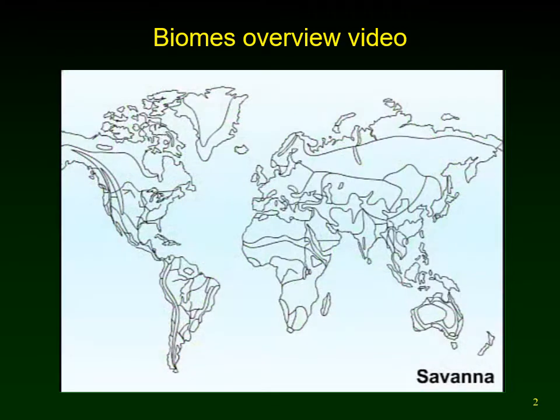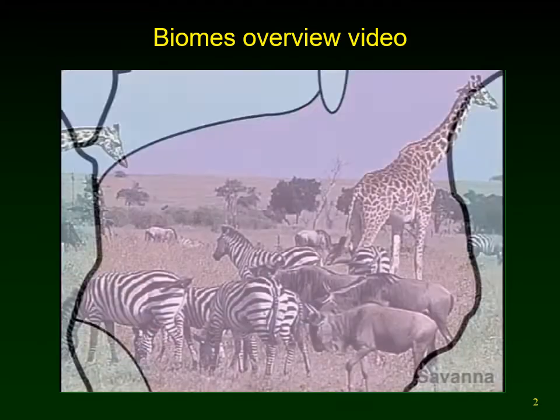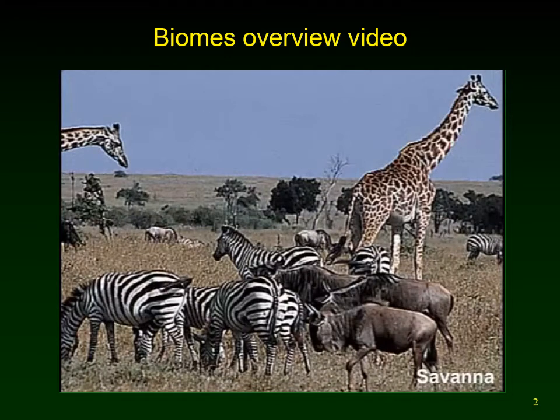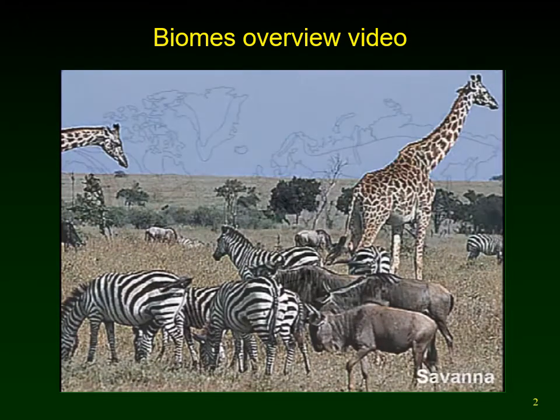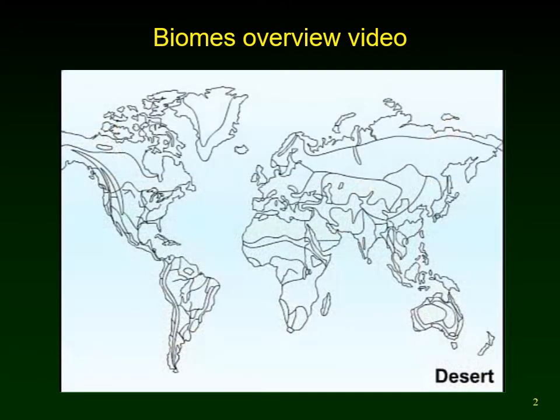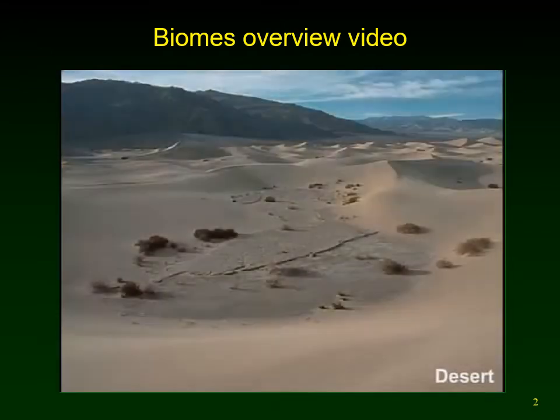Savannas are grasslands that border the tropics and receive 75 to 125 centimeters of rain per year. This environment is characterized by alternating rainy and dry seasons. Savannas are often inhabited by huge herds of grazing animals that migrate in response to the seasons. Deserts receive less than 25 centimeters of rain per year. Vegetation is sparse, and survival depends on water conservation.